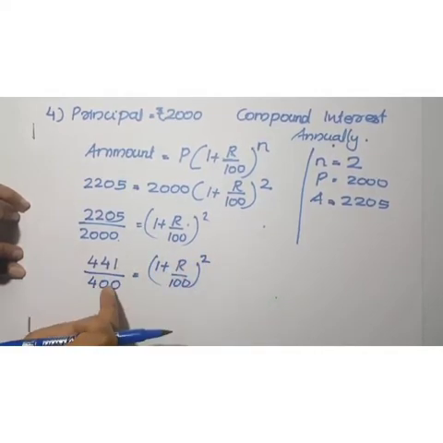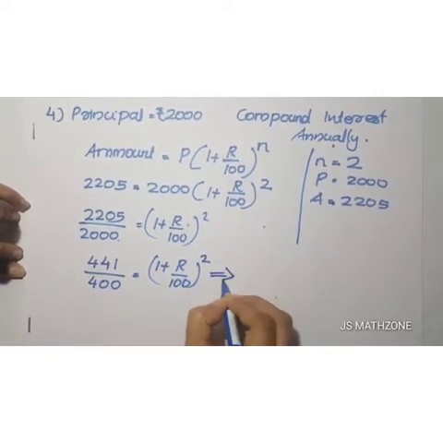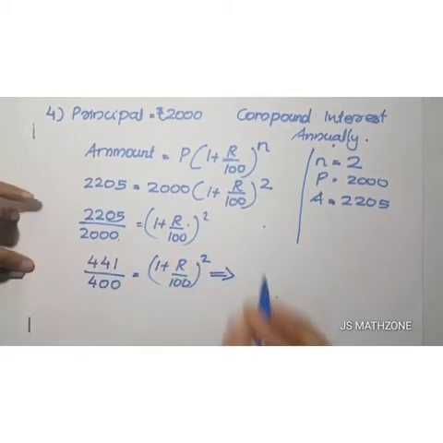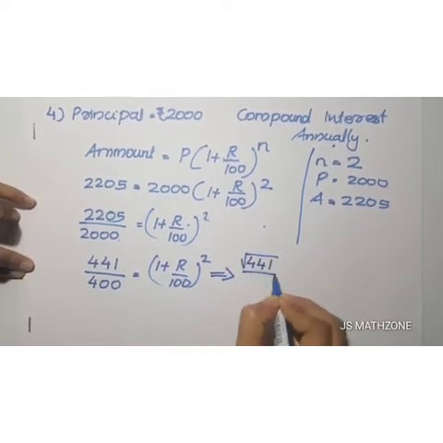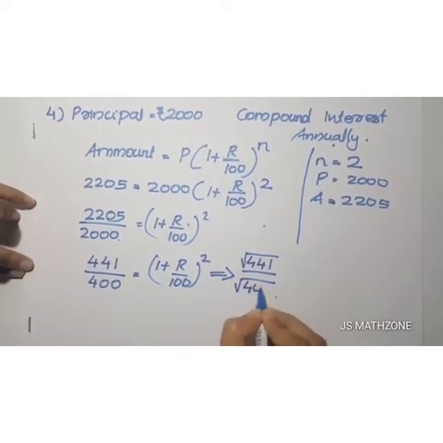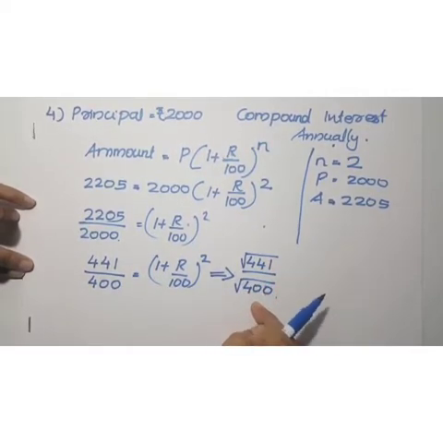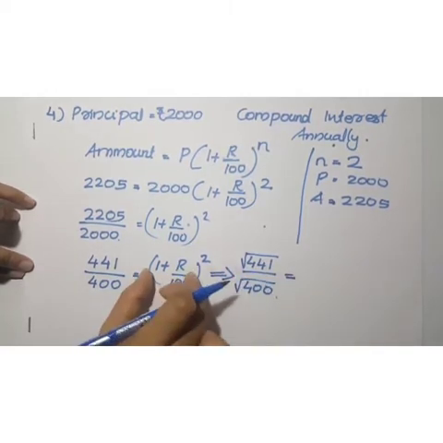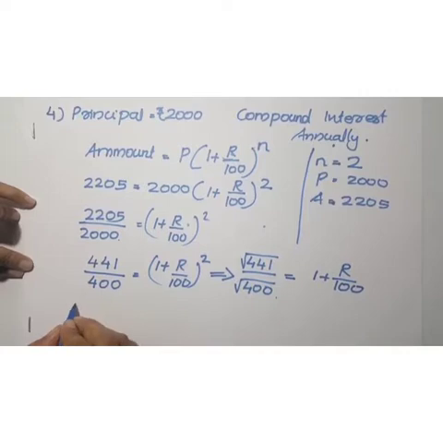What is our next step? Next step is to take the square root of the left side: root of 441 divided by root 400. So we will get root of 441 divided by root of 400 is equal to 1 plus R by 100. How much is root of 441? 21, isn't it? Root of 400 is 20. So root of 441 by root 400 is equal to 1 plus R by 100.